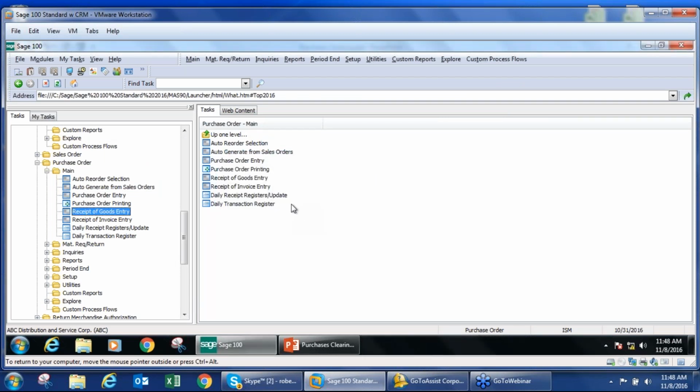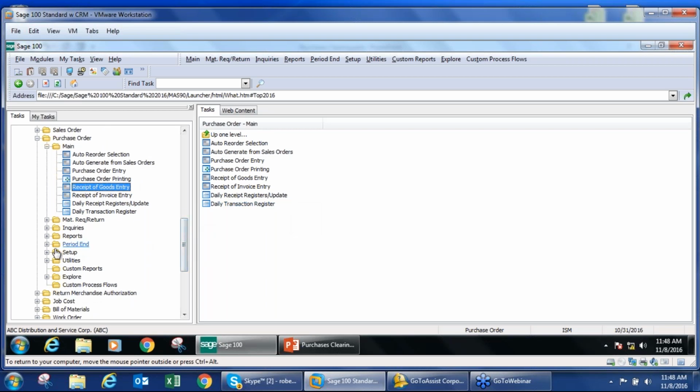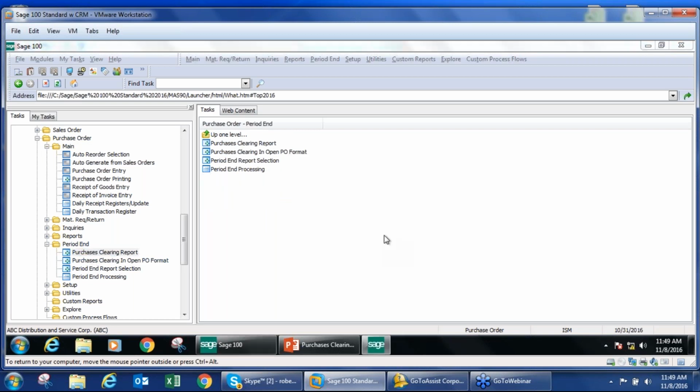And now let's do this. Before we start with our receipt of invoices, I'm going to walk through the purchases clearing report and see how this transaction appears there. Now, this is a report that you should be familiar with, that you should be using at least on a weekly basis. And it's found in the period end folder of the PO module. First one, the purchases clearing report.